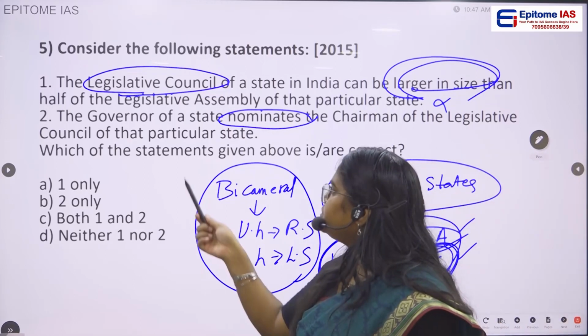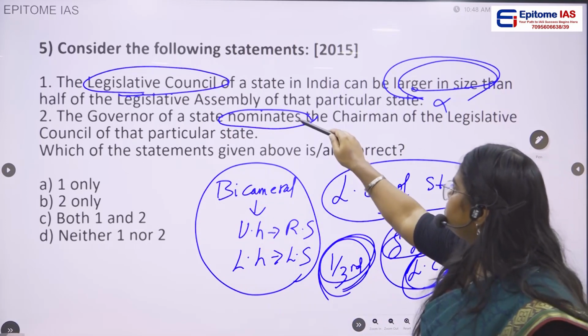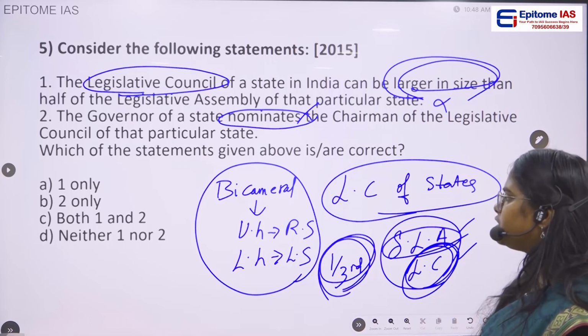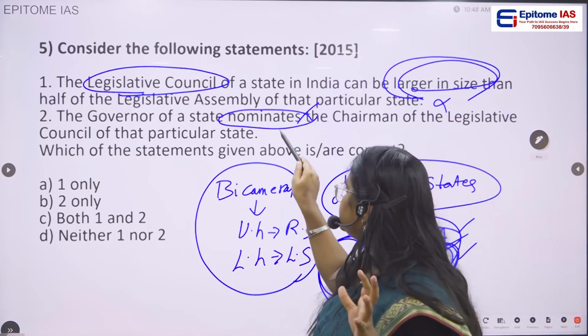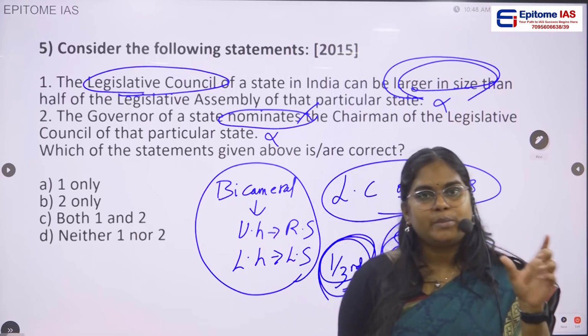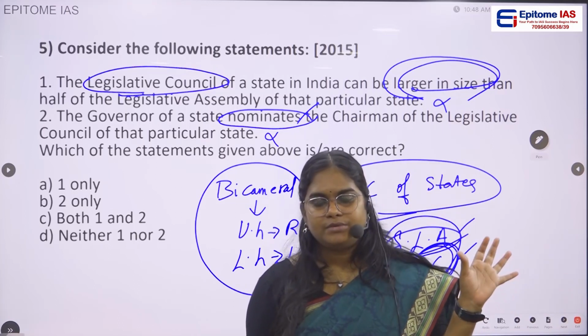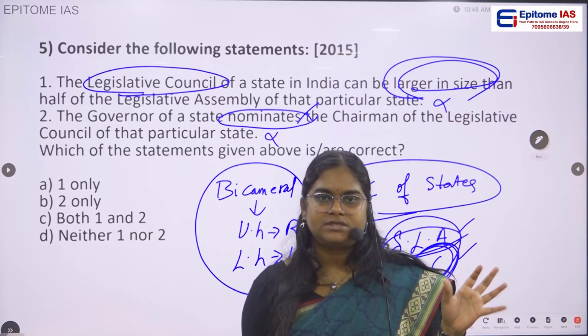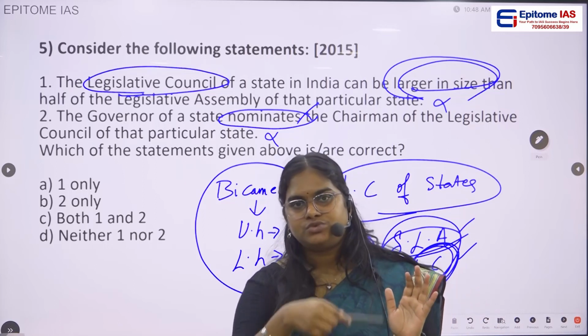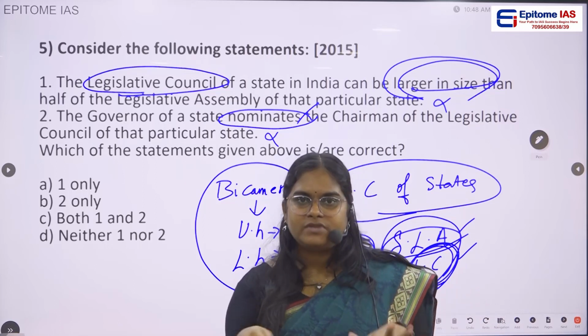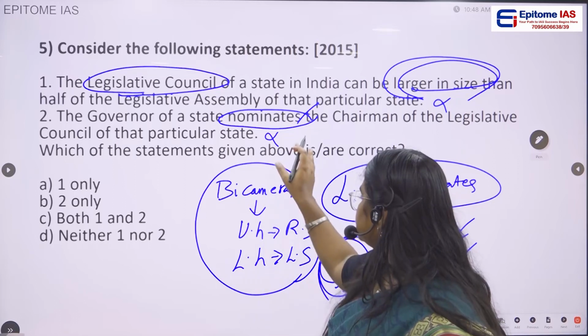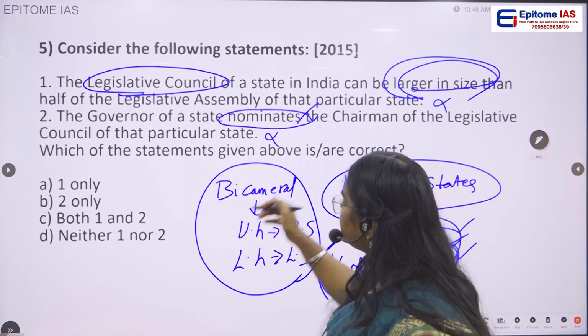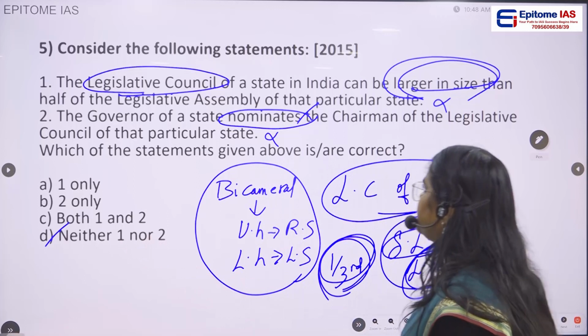Then statement 2, the governor of a state nominates the chairman of the legislative council of that particular state. No, this is wrong. The governor does not nominate any person as the chairman of the legislative council. The chairman of the legislative council is chosen among the members of the legislative council. So this is also wrong. So what would be the correct answer? D, neither one nor two.